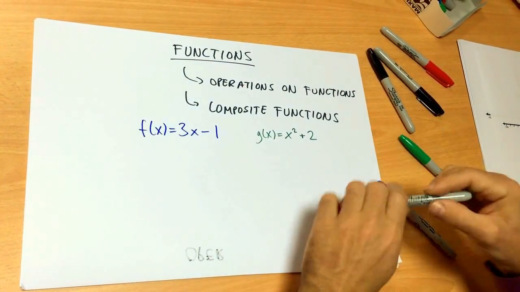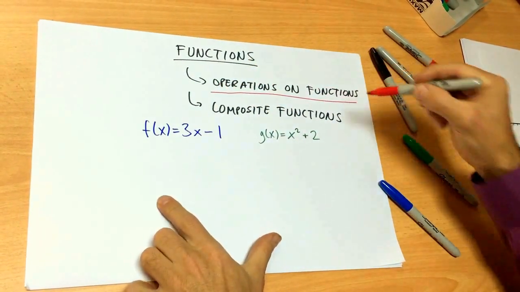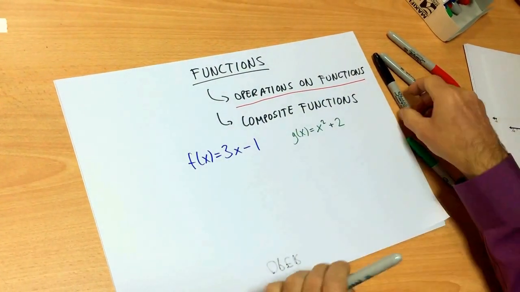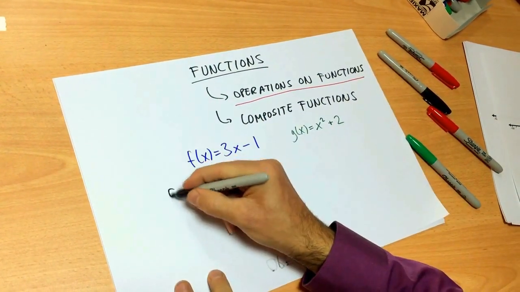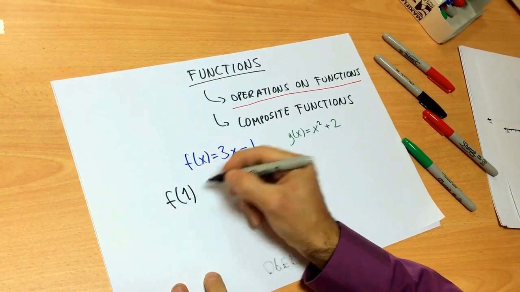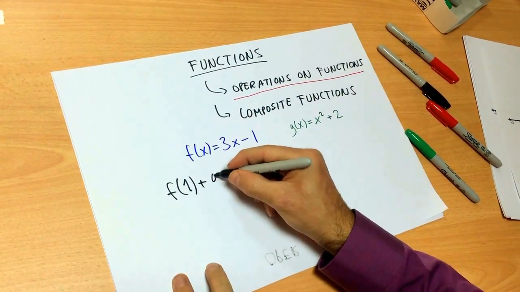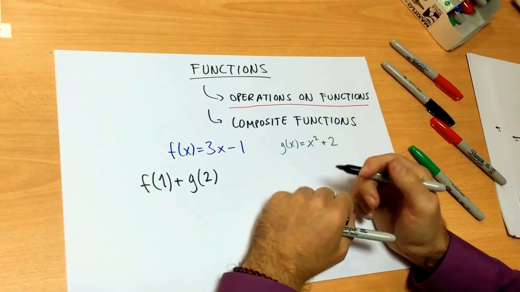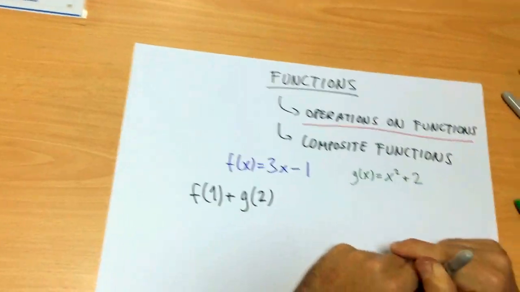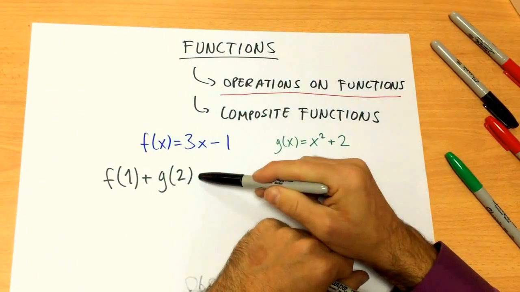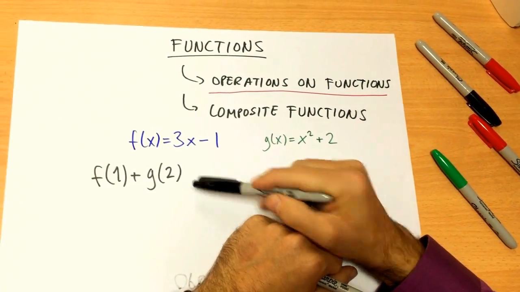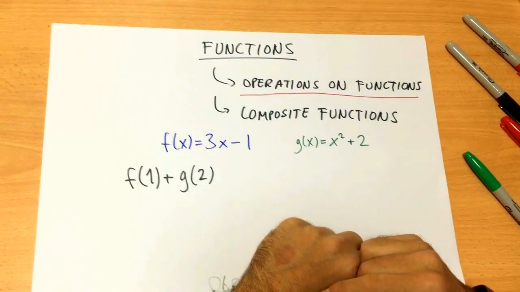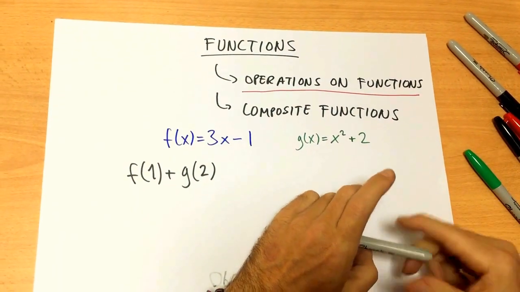So operations on functions. Let's do this one first. What does this mean? For example, let's assume that you're asked to evaluate the following. f of 1 plus g of 2, for example. Okay, so what is this equal to? I'm telling you, this is a number, it's equal to a number, but how do I calculate this number? What does this even mean? So let's do it step by step, carefully.